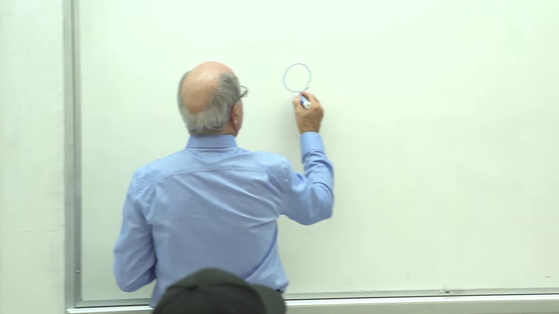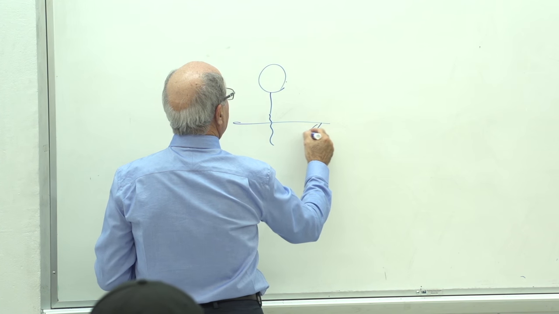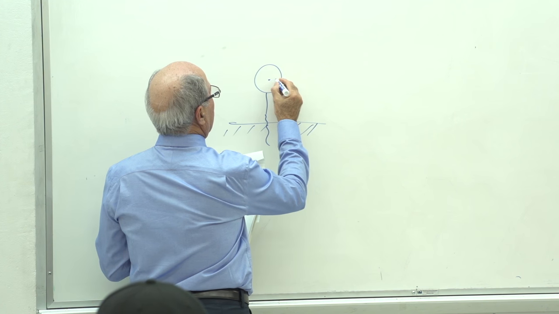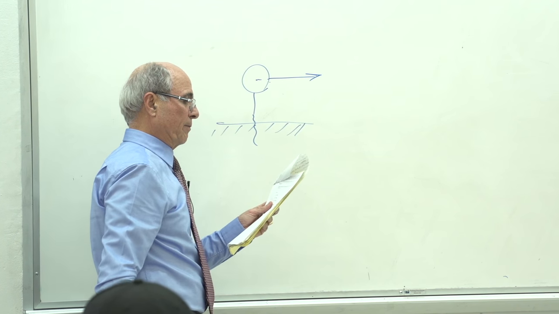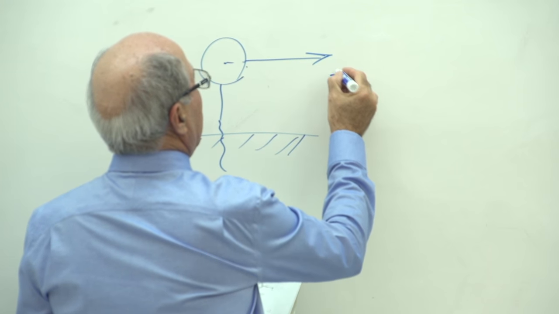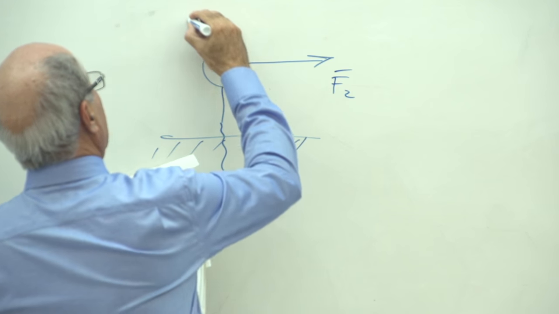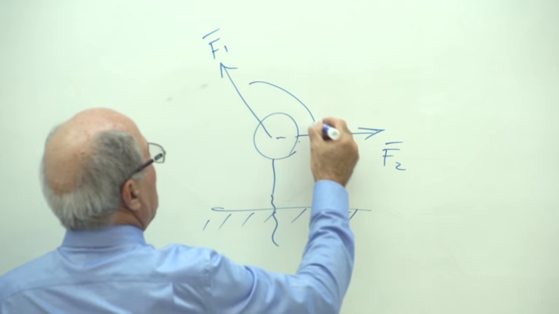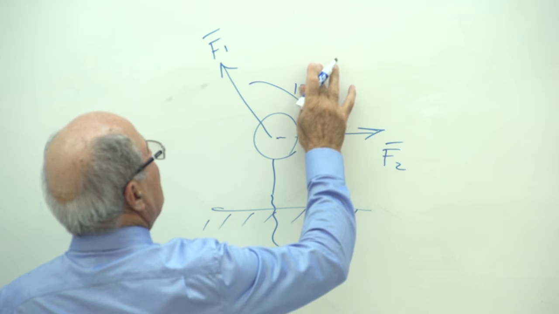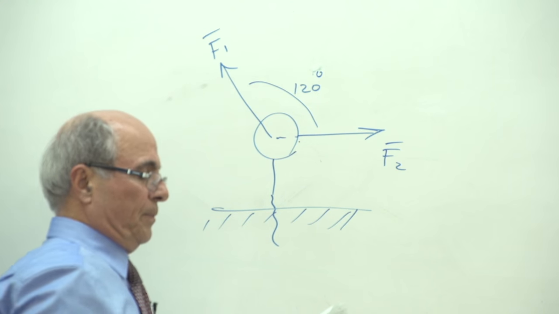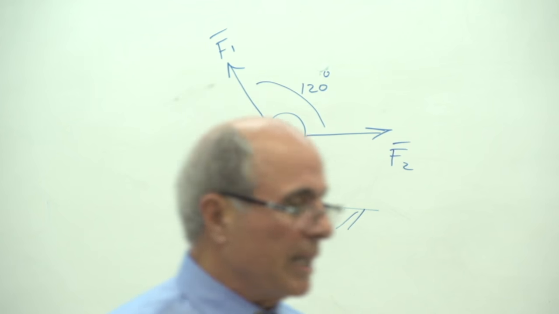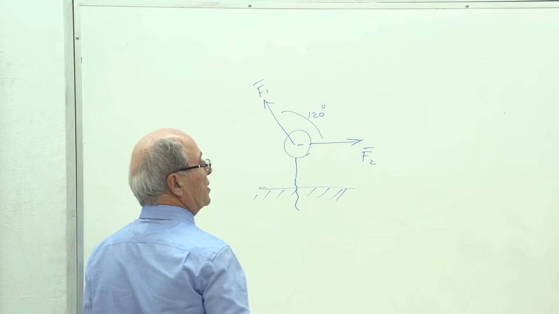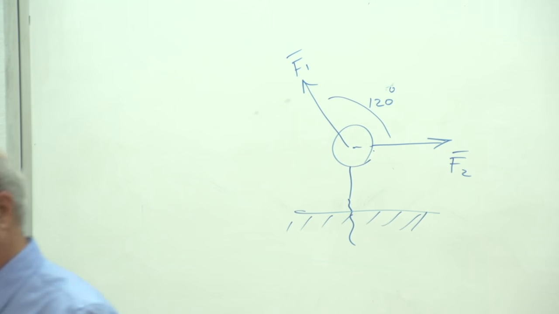There is a hook driven into a wood, something like that. There is a force applied there. There is a rope there which represents a force. It says F2, and there is a force going in that direction, F1. And the angle between the two is given as 120 degrees. You see that in your handout, page 6. The question is, what's the resultant of these two forces?